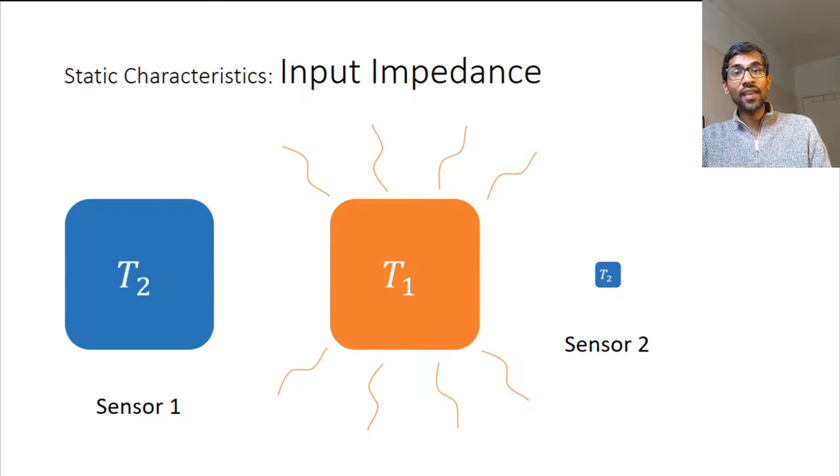Now, I have taken the example of temperature sensors here because it's fairly intuitive to understand. But this idea of input impedance actually carries over to almost every other measurement.